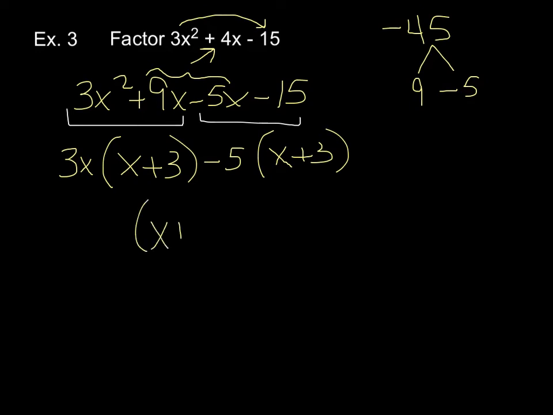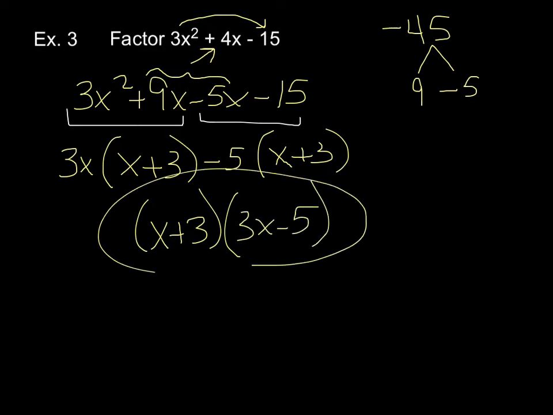So now I see I've got a common factor of x plus 3, and when I pull that factor away, I'm left with a 3x and a minus 5. And there are my two factors.